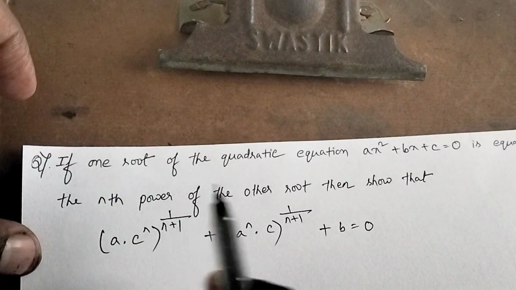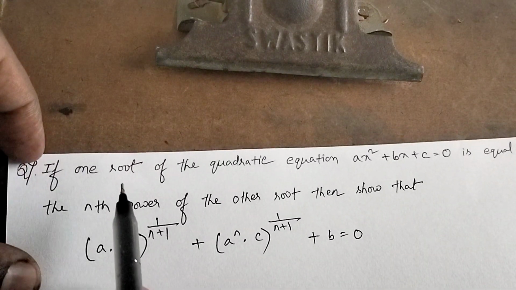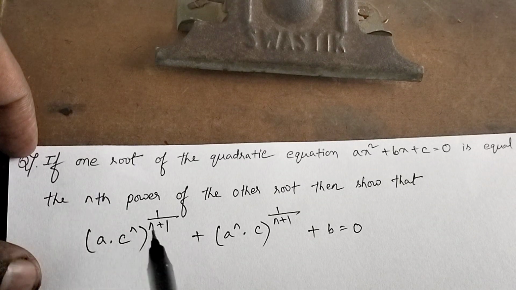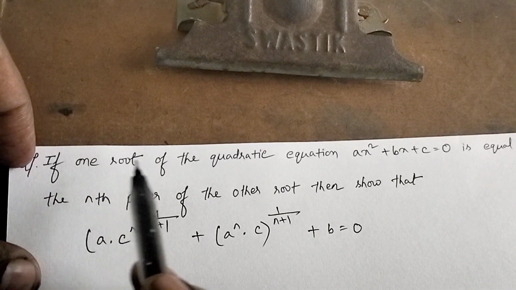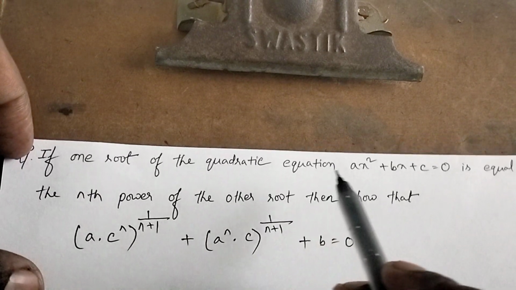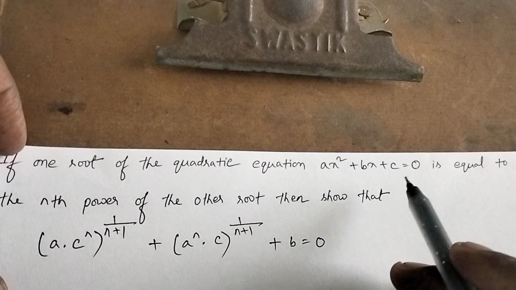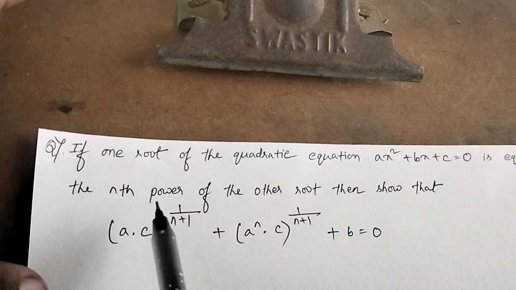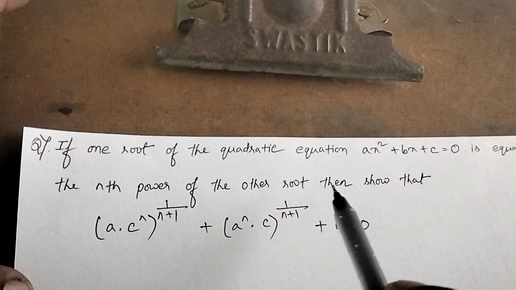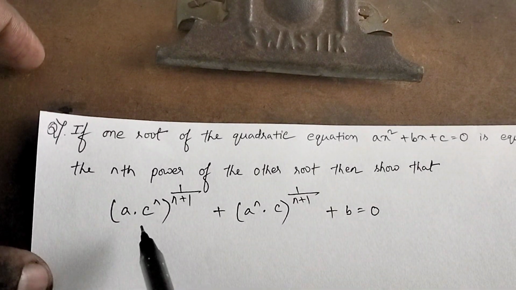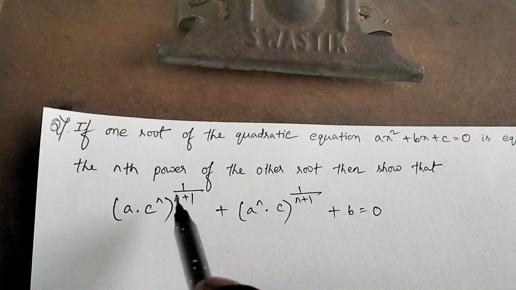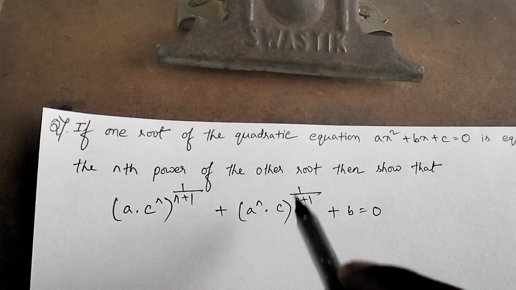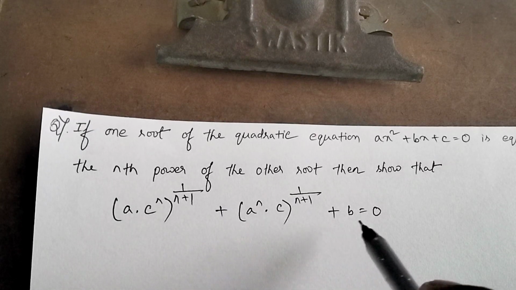Today I have brought this question for you all. Just see the question carefully. The question is: if one root of the quadratic equation ax square plus bx plus c is equal to 0 is equal to the nth power of the other root, then show that (a into c to the power n) whole to the power 1 by n plus 1, plus (a to the power n into c) whole to the power 1 by n plus 1, plus b is equal to 0.